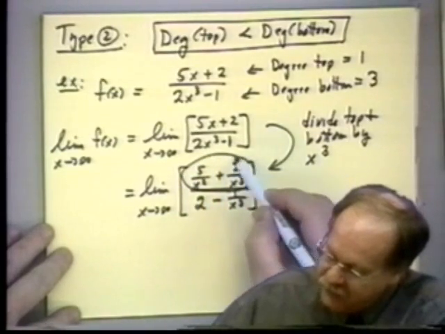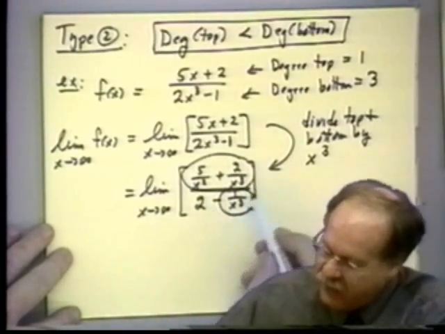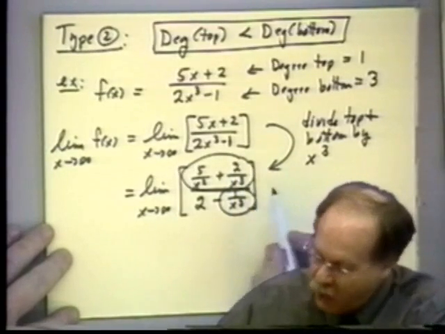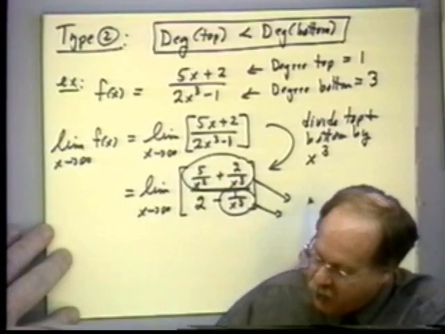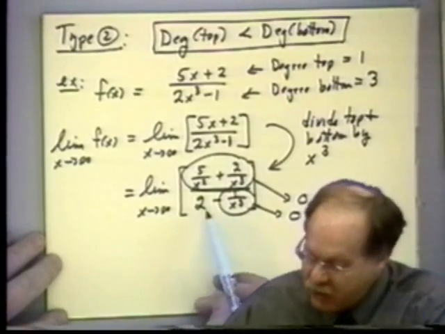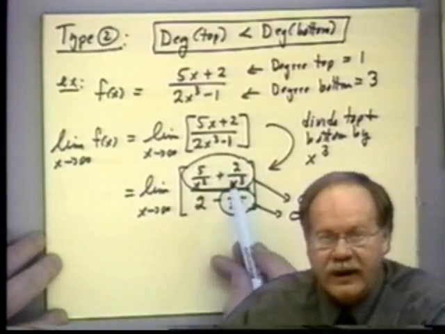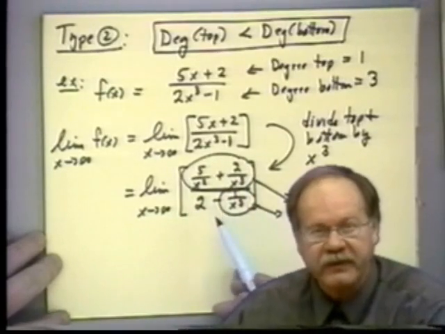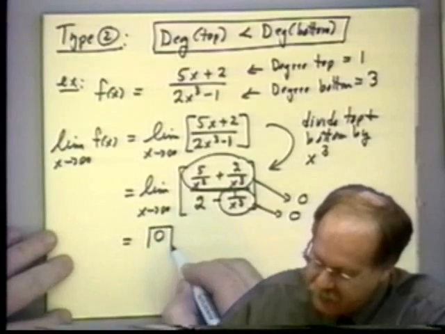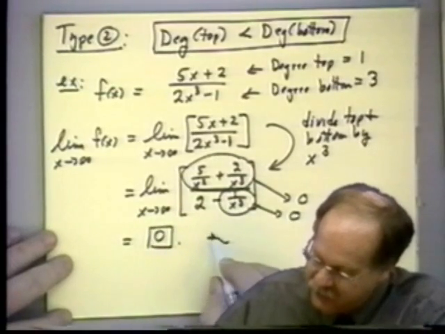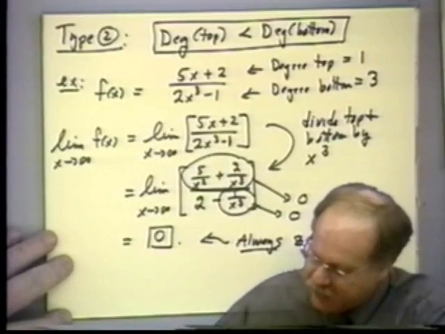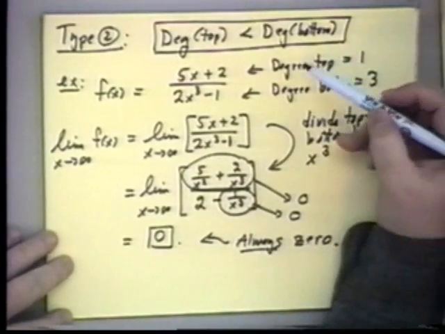Now notice again, if I look at all these expressions that involve an x in the bottom taken to a power and a constant on the top, all of these expressions go to 0 in the limit, which means I'm left with 2 on the bottom and 0 on the top. Well, that's a perfectly well-defined real number. That means I have 0 as my limit. This will always work. This is always going to be 0.